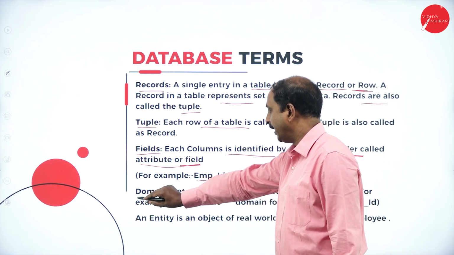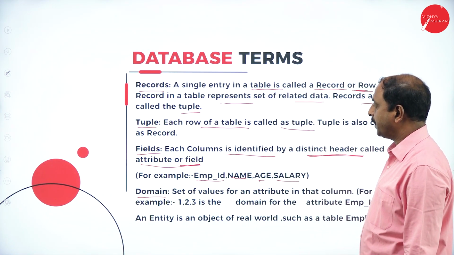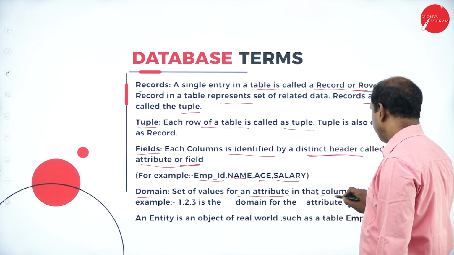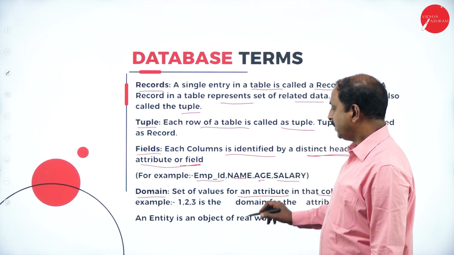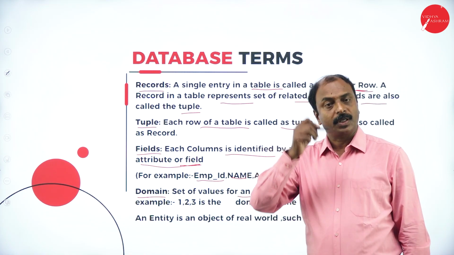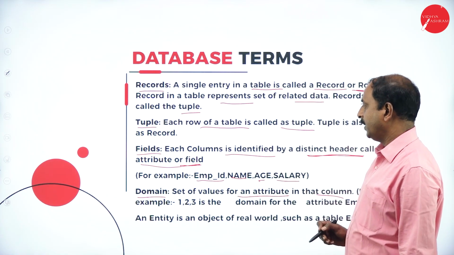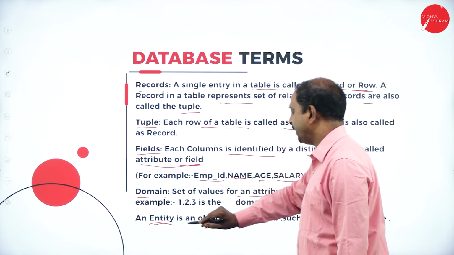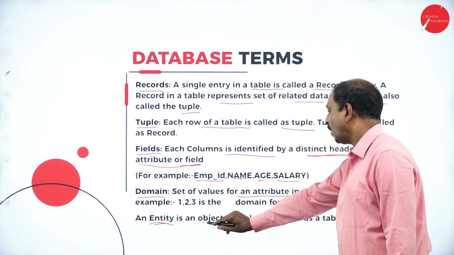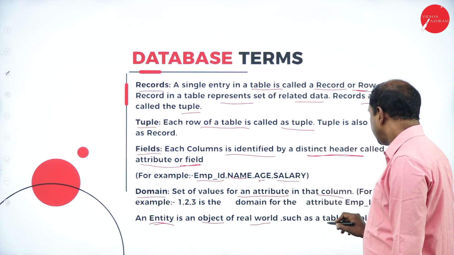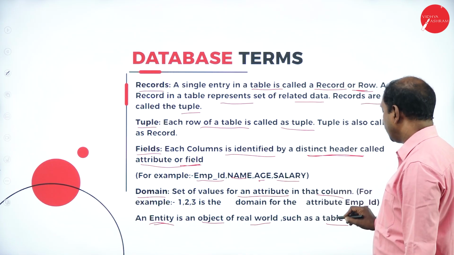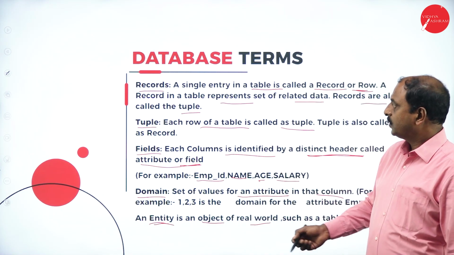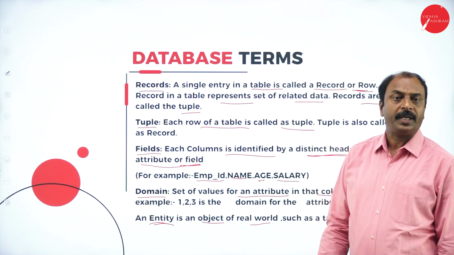Next one is domain. What is a domain with respect to database? A set of values for an attribute in that column is called a domain. That means the set of values of a particular column is called a domain. Next one is an entity. What is an entity? It is an object of the real world, such as a table, employees. A real world object is nothing but a table. So these are the different terms we use in database.